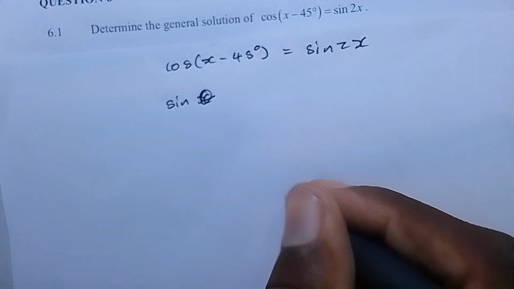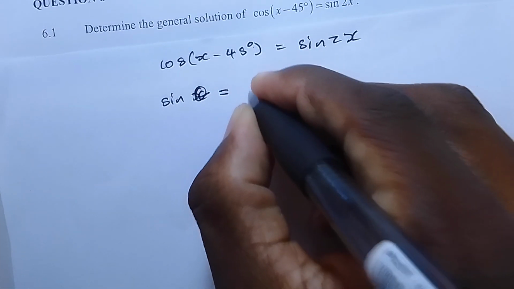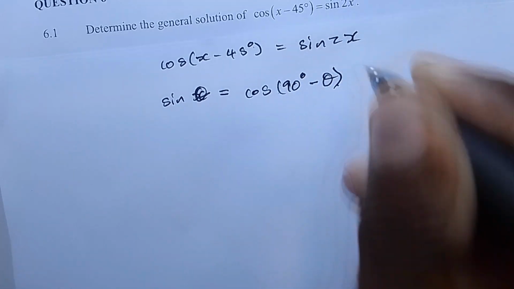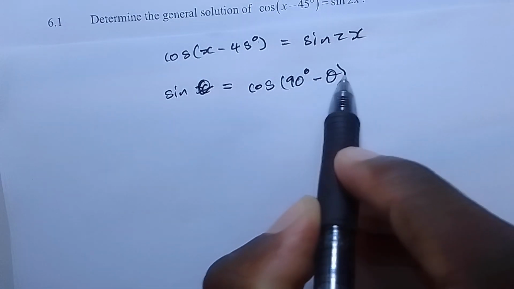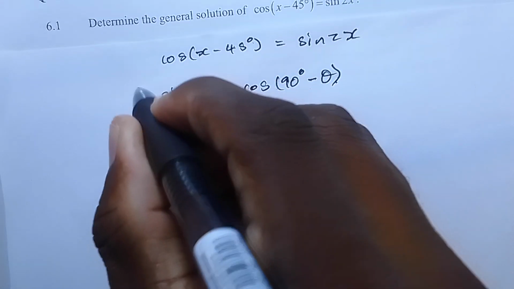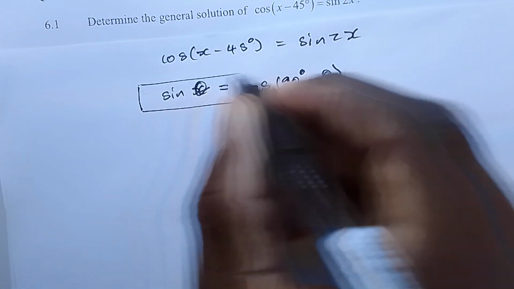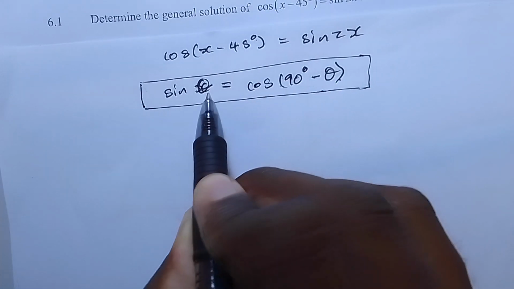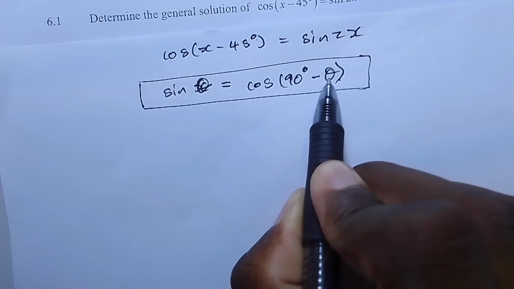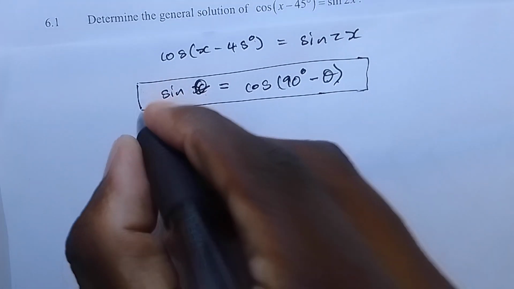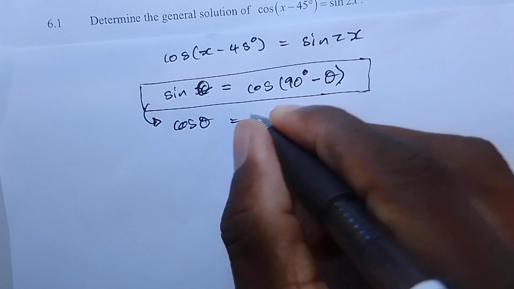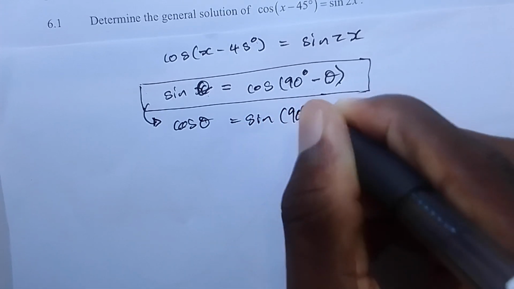sin θ is equal to cos(90° - θ), right? You need to know this. I forgot what this is called, but sin θ is equal to cos(90° - θ), and in a similar way, cos θ is equal to sin(90° - θ).